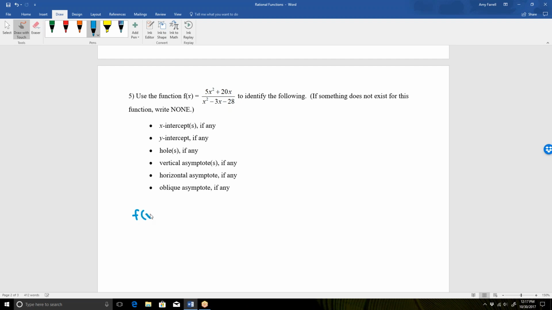The first thing I should do is factor and cancel any common factors in the numerator and denominator. In the numerator, I can factor out a GCF of 5x, leaving x plus 4. In the denominator, I can factor that trinomial. It factors as x minus 7 times the quantity x plus 4. I looked for 2 numbers that add to negative 3 and multiply to negative 28. I notice that I've got a common factor in the numerator and the denominator. That common factor is x plus 4.